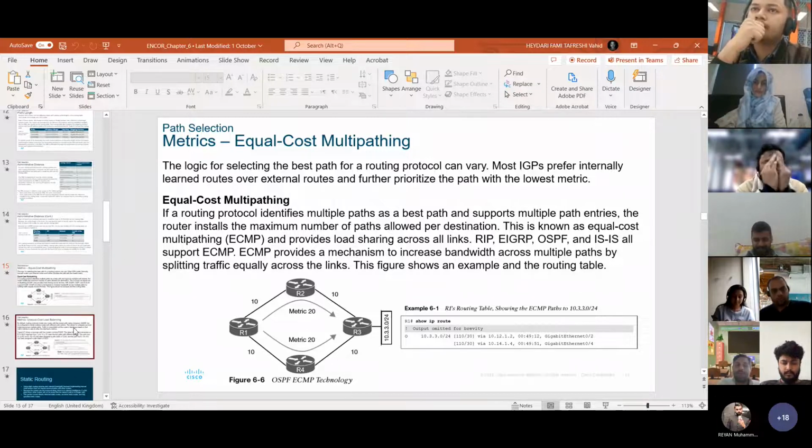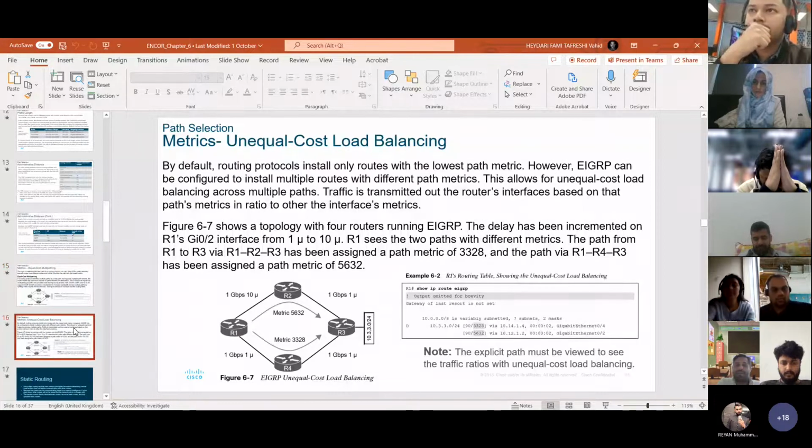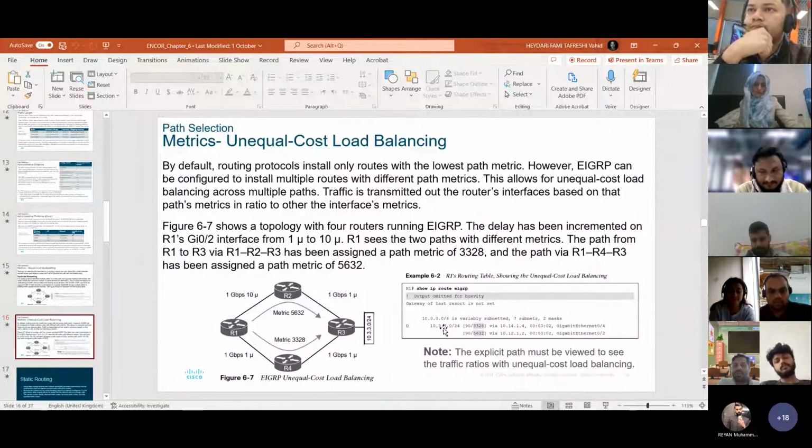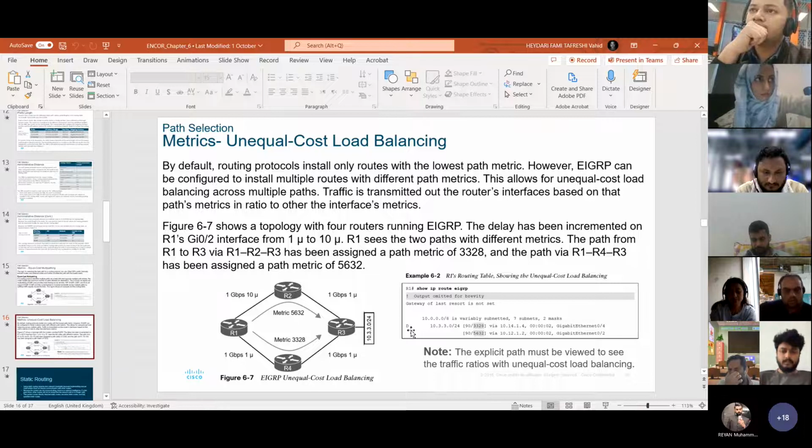I can have the same example, but let's say this time with the EIGRP routing protocol, whereby I now have unequal cost load balancing. What does that mean? The metric, if you see, is different. And the protocol this time, in this example, is EIGRP.